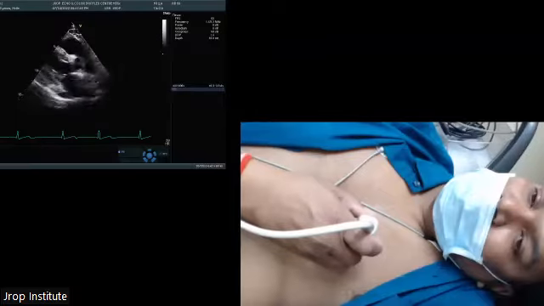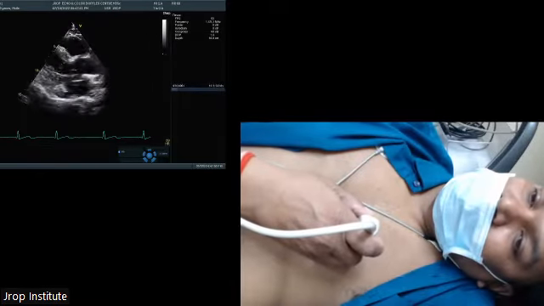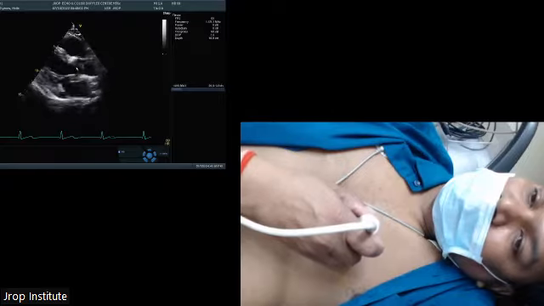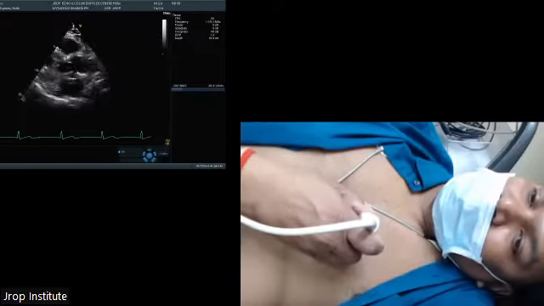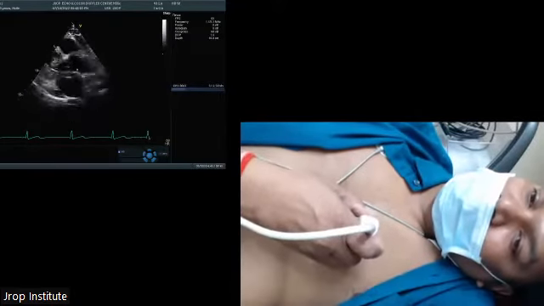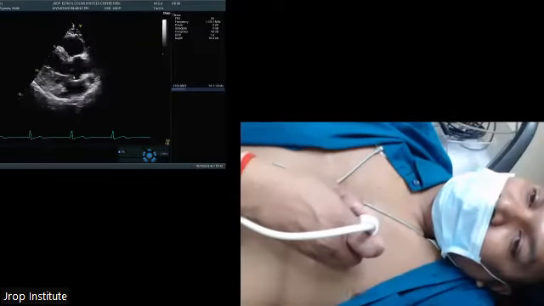What do we get? This is the place of interrogation of the transducer. This is the RV free wall, the RV anterior, the aortic root, which is in continuation with the interventricular septum. This is the aorta, right coronary cusp and non-coronary cusp. The right coronary cusp has a right coronary artery; the non-coronary cusp does not have any coronary artery.